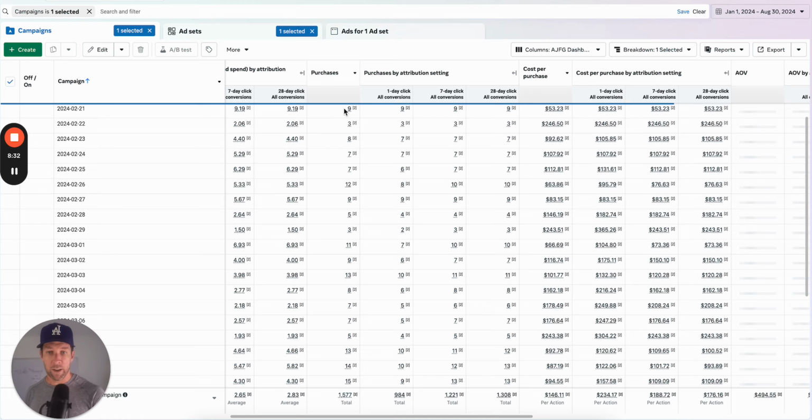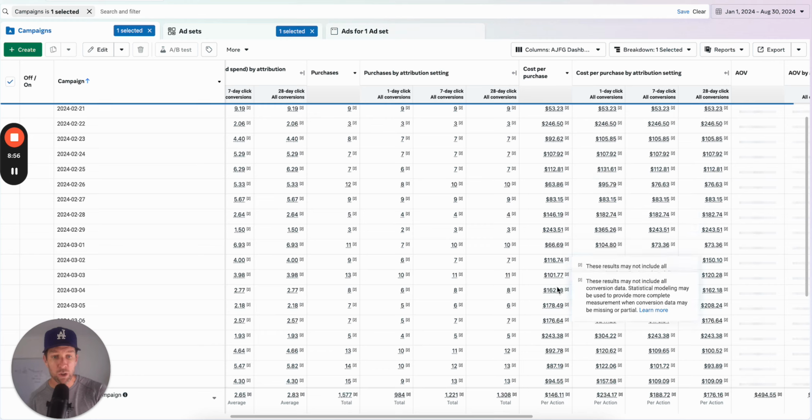Look: 9, 3, 8, 7, 7, 12, 9, 5, 3, 11, 9, 13. The difference between 9 and 13 might not seem like that much, but that's actually like 45% more purchases in one day, because those samples are so small. So it's going to make the CAC vary a meaningful amount day over day. If you look: 53, 246, 92, 107, 112, 64. That's a huge amount of variation.